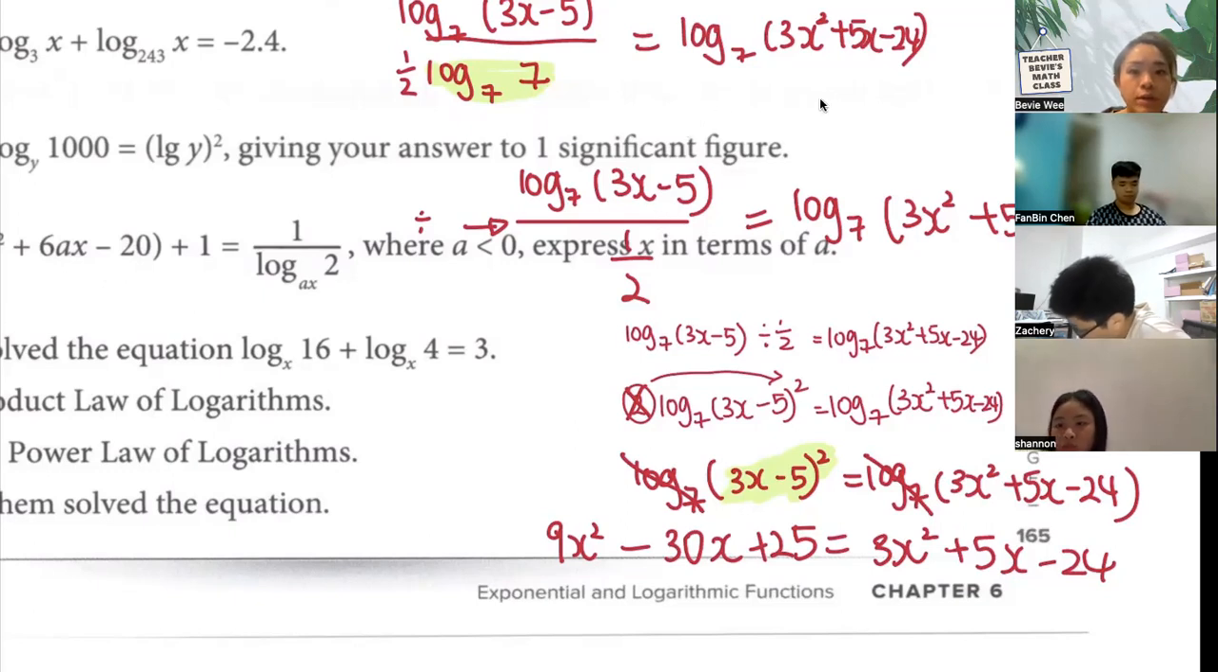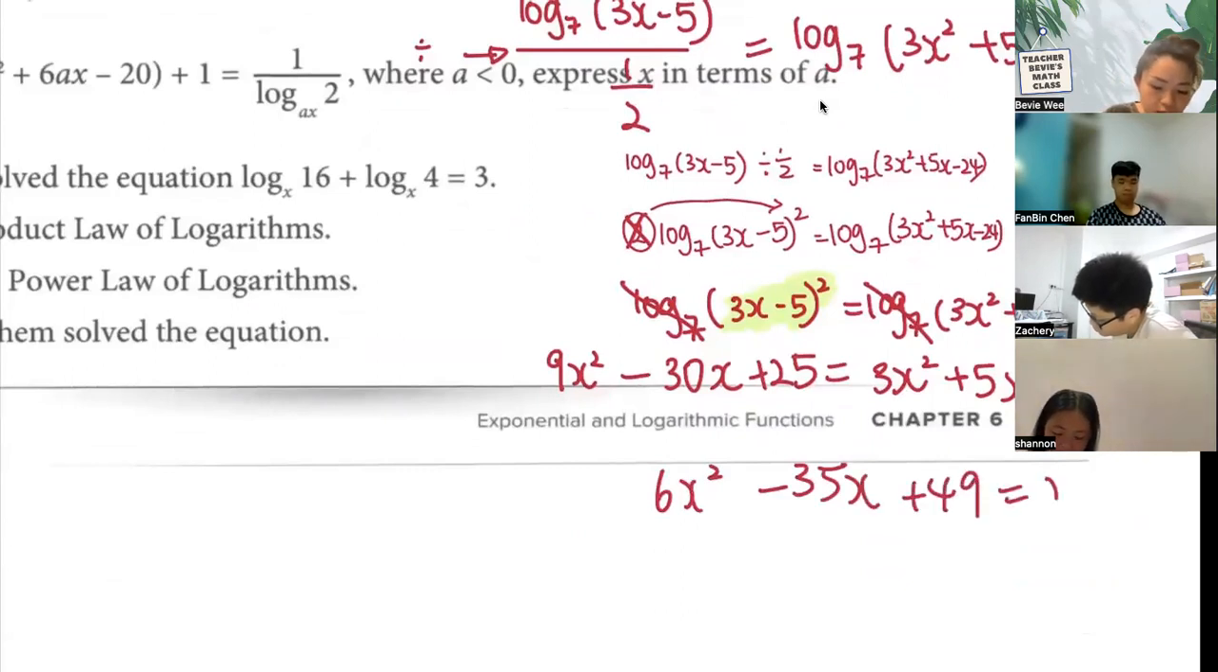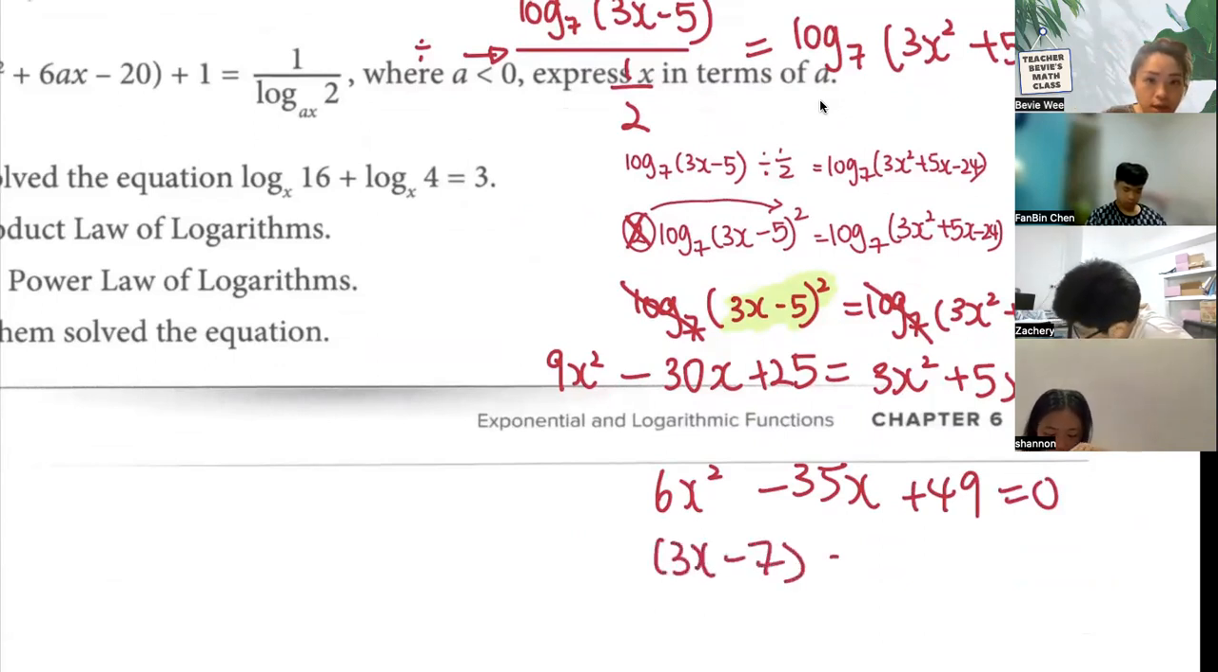Correct, Shannon. Good. So my quadratic is 6x squared minus 35x plus 49 equals 0. Okay, I factorize: (3x minus 7)(2x minus 7) equals 0.